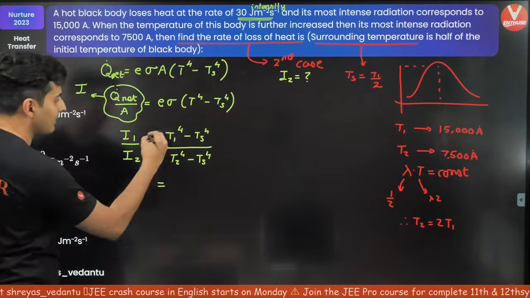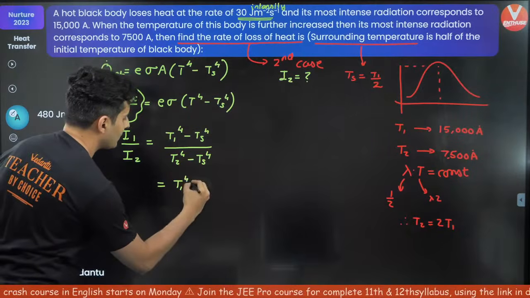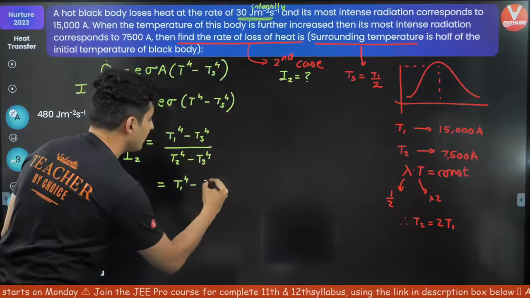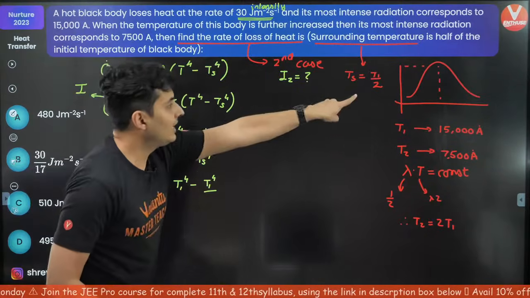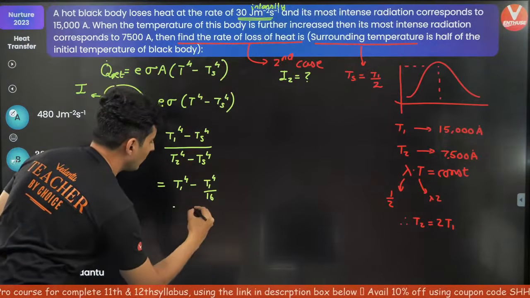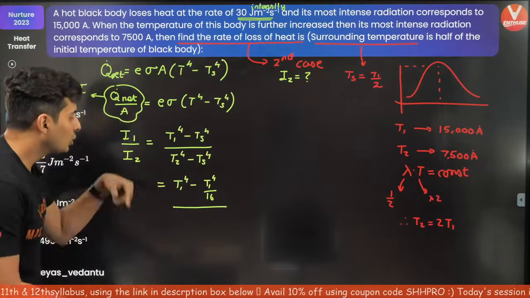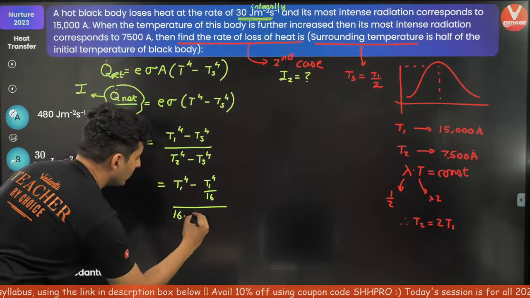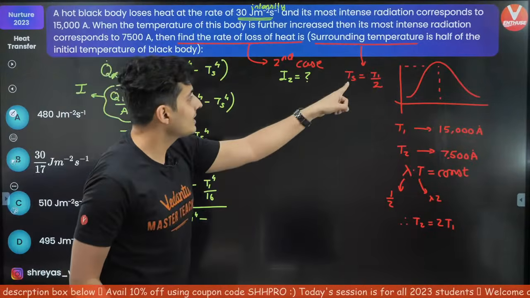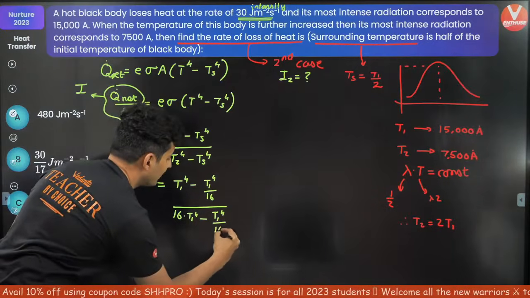What is the value of T1? I'll just put it as T1, T1 raised to 4. Ts, the surrounding, is T1 by 2. So this will be T1 raised to 4 divided by 2 raised to 4, which is 16. So 16 comes below. Upon T2, T2 is twice T1, so 2 raised to 4 is 16. 16 into T1 raised to 4 minus Ts. What is Ts? Ts is T1 by 2, so it will be T1 raised to 4 divided by 16.